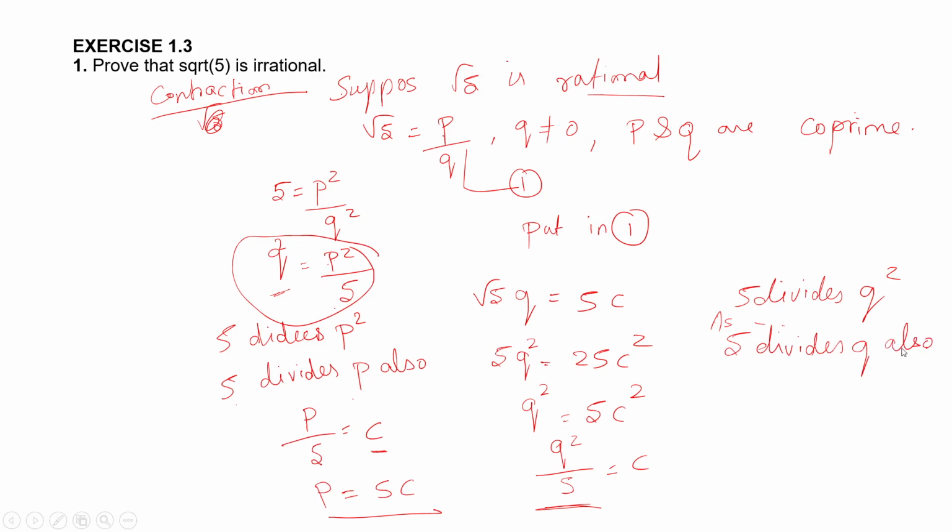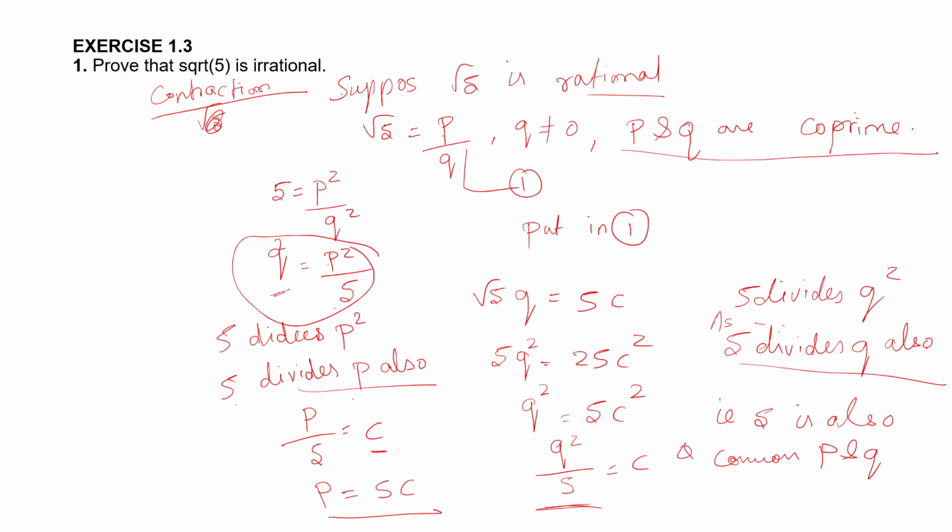So from this, 5 divides p also, and 5 is dividing q also. That is, 5 is also a common factor of p and q. But as per our assumption, we have taken p and q as co-prime. So that means 1 alone should be the common factor. But here we are proving 5 is also a common factor. That means root 5 is not rational, so it is irrational.